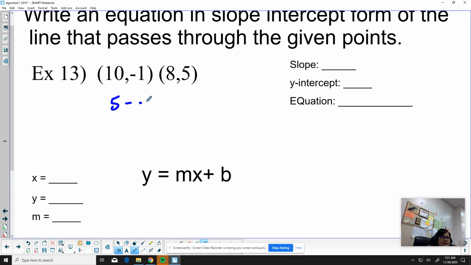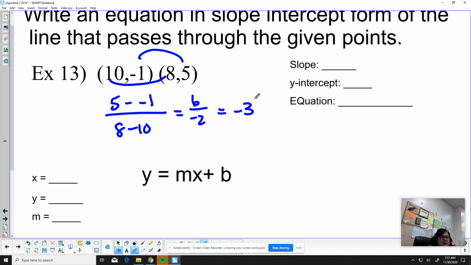So 5 minus -1 and 8 minus 10. I'm subtracting the y's and I'm subtracting the x's. So that'll give me 6/-2, which is -3. So my slope is -3. And then I choose one of the points. Well, I'm going to choose 8, 5.